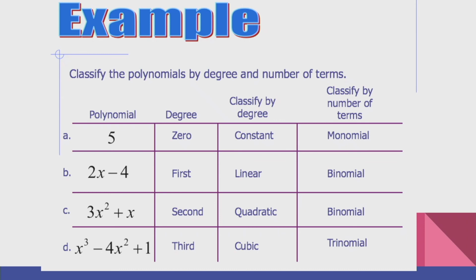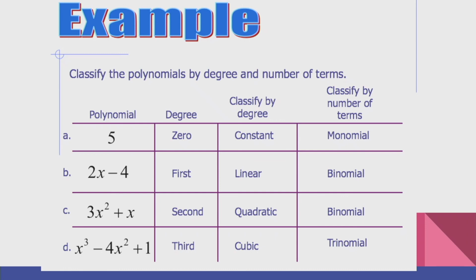Third one, 3x squared plus x. Again, there are 2 terms, so you can automatically say it's a binomial, just like your bike that has 2 tires. Now, the highest exponent in 3x squared plus x is 2. If you have 2, that means quadratic, okay?